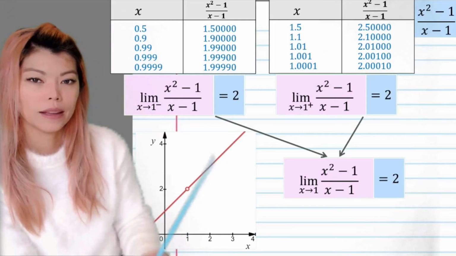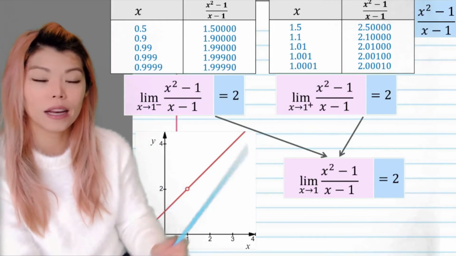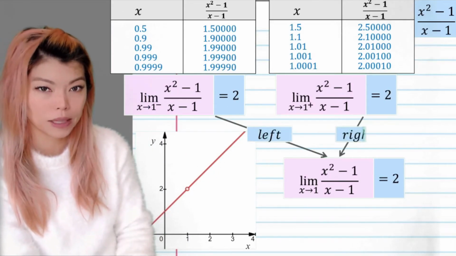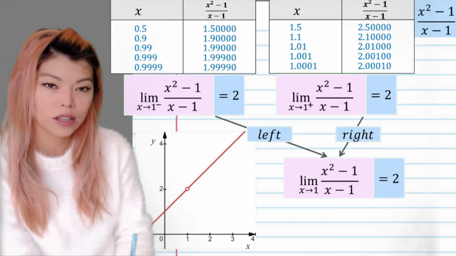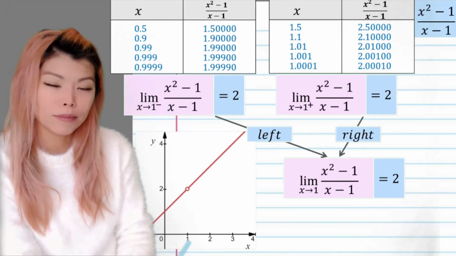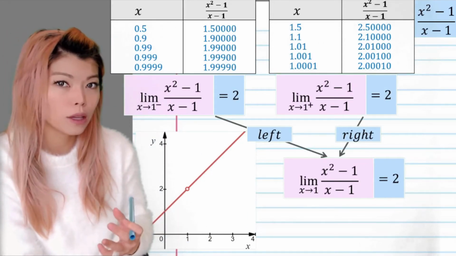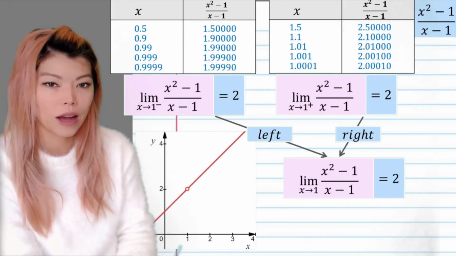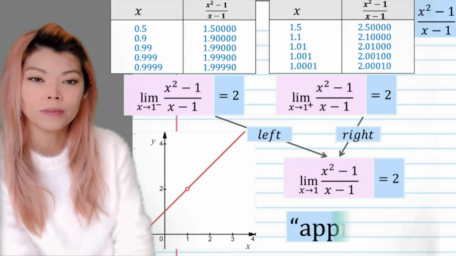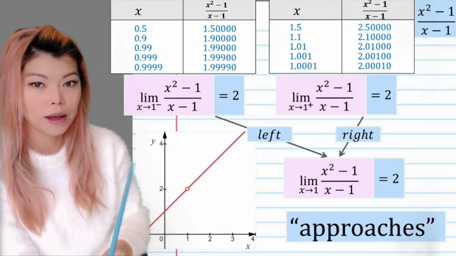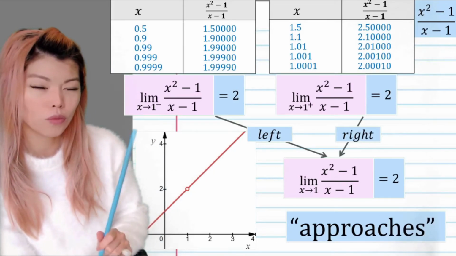So recap, you always check the left and right, and if it matches, then you have a limit. If the left and the right don't match, then you don't have a limit. And a limit is a number or a y value that we're approaching, but we never actually have, like a hole. We can have a value there, but a limit is when we get really close to it.